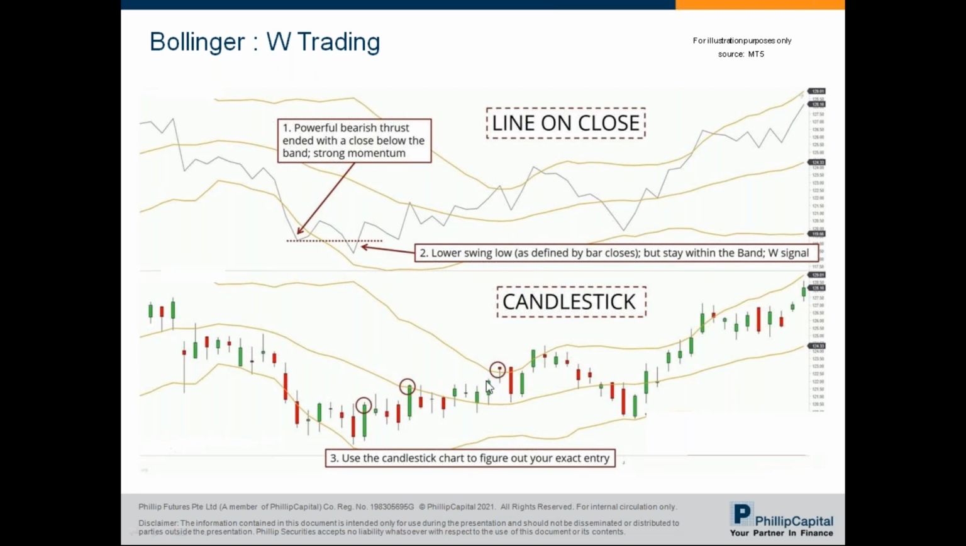For traders, how they find the possible entry price is highlighted by these three circles here. These are the possible entry levels: this green candlestick, the second candlestick, and then this doji over here, or hammer, hanging man. This is how traders find the entry level for this kind of Bollinger Band trading.